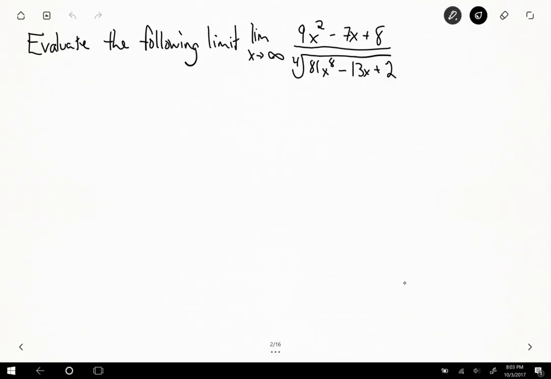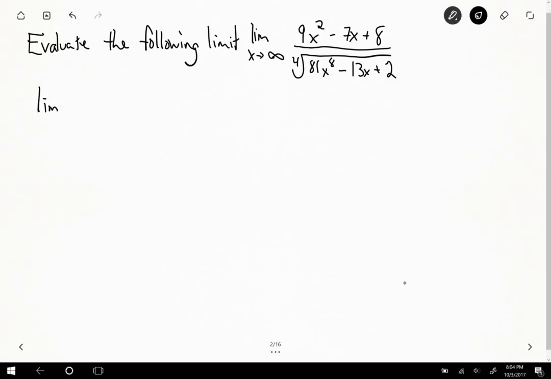Evaluate the following limit. We have the limit as x approaches infinity of 9x squared minus 7x plus 8 in the numerator. And down in the denominator, there's a 4th root of 81x to the 8th minus 13x plus 2. Okay, so how do we proceed on this one? Well, we have an infinite limit. You can try and plug it in, but notice we get infinity minus infinity when you plug in for the x's in the numerator. Same thing down below. That tells us a whole lot of nothing. So how do we proceed?